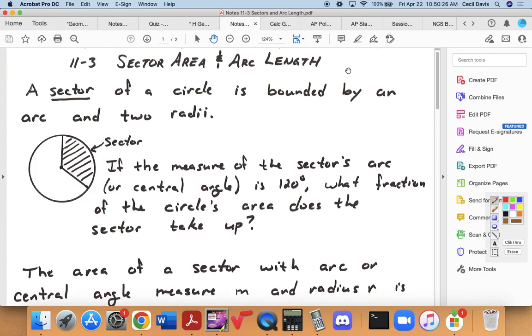So today we're going to continue with circles and talk about sector area and arc length. So a sector is one of my favorite geometric figures. Why? Because it's shaped like a piece of pizza.